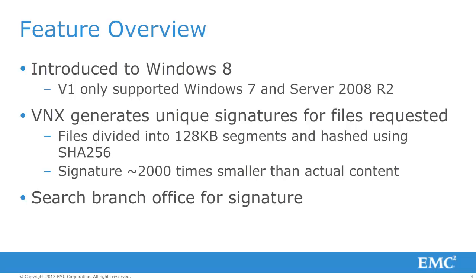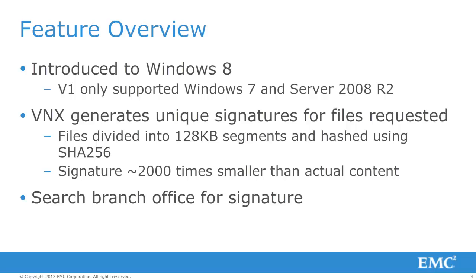In terms of operating systems, BranchCache v2 now has support for Windows 8, where v1 only supported Windows 7 and Windows Server 2008 R2. BranchCache operates as follows. First, the VNX at the main office generates a unique signature for any files that are being requested at the branch. Then the files are divided into 128 kilobyte segments and hashed using the SHA-256 algorithm. This ensures that the signature is approximately 2,000 times smaller than the actual content of the files.